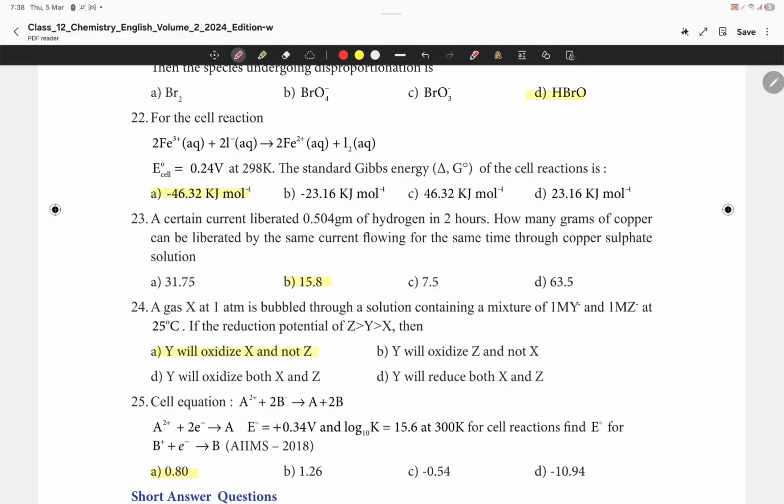Cell equation: A2+ + 2B- gives A + 2B. A2+ + 2e- gives A, E0 is equal to +0.34 V, and log K is equal to 15.6 at 300 K. For cell reactions, find E0 for B+ + e- gives B: 0.8.